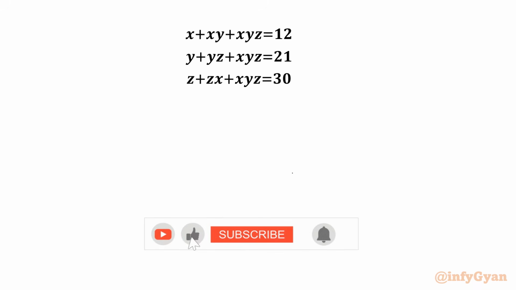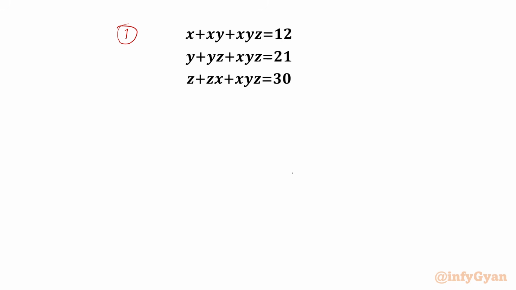In this video, we'll be solving another very interesting and challenging question from Math Olympiads. So let's get started by writing here equation numbers first: 1, 2 and 3. Now we are going to add these three equations.